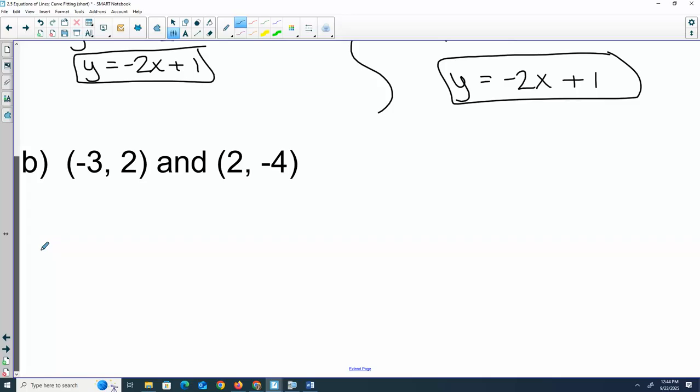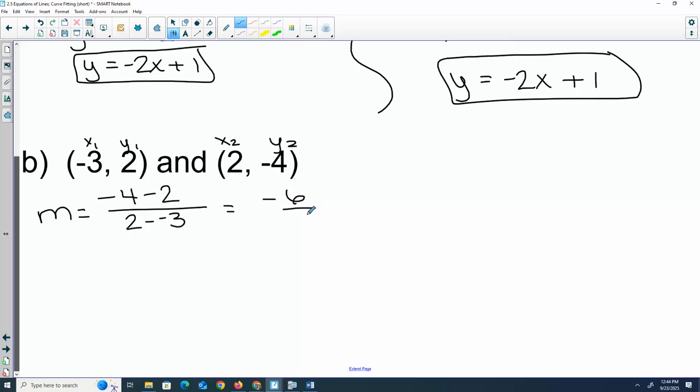What would I have to do first here? Find our slope. Remember slope y2 minus y1 or x2 minus x1? Change in y over change in x would be negative 4 minus 2 over 2 minus negative 3. So I get negative 6/5.